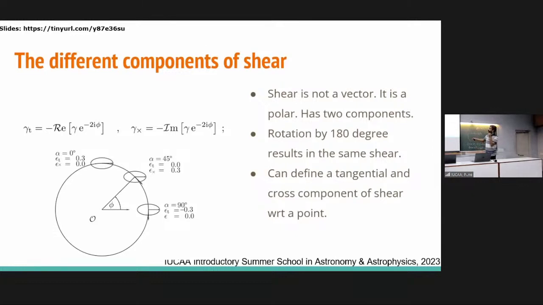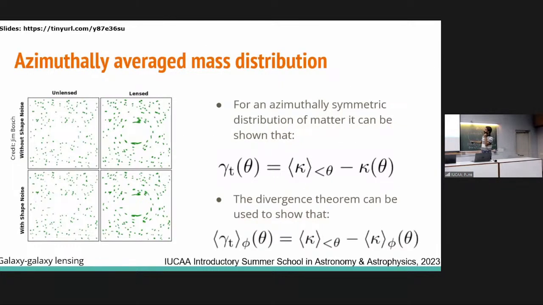Now, this turns out to be very useful, and you can show that for an azimuthally symmetric distribution of matter, when you take the average of this tangential shear at a particular distance theta, it is related to the convergence like this. So what are these two quantities? It is the average of the convergence within theta.